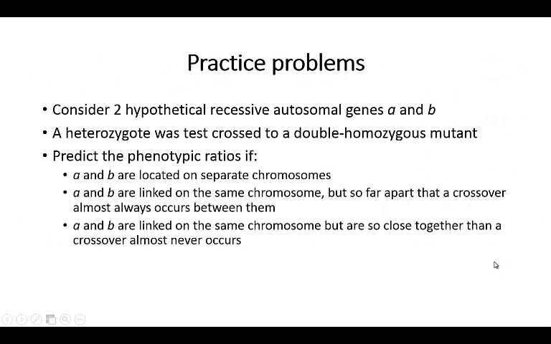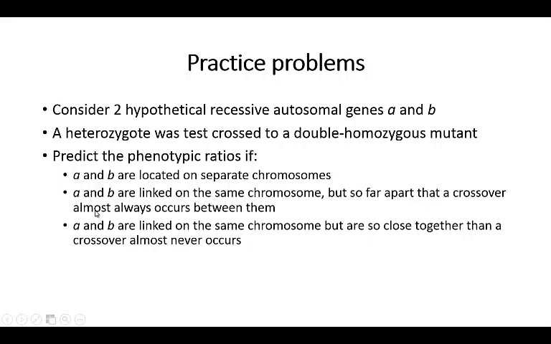Okay, so think about if you've got, say, 2 hypothetical recessive autosomal genes, call them A and B. What would happen if you took a heterozygote for those and you test crossed it to your double homozygous mutant? What type of phenotypic ratio would you expect if these 2 genes are located on separate chromosomes?